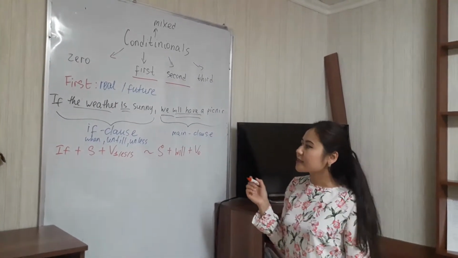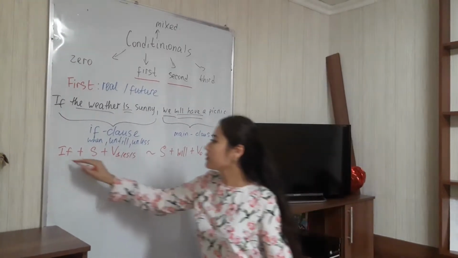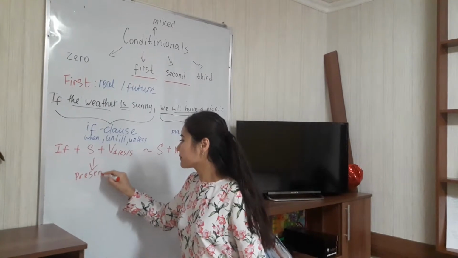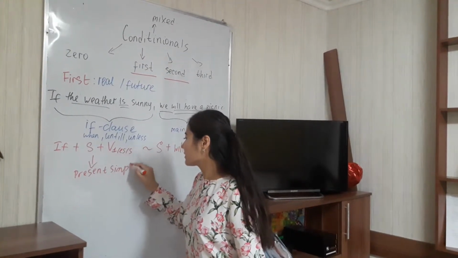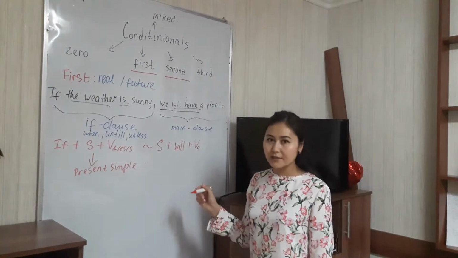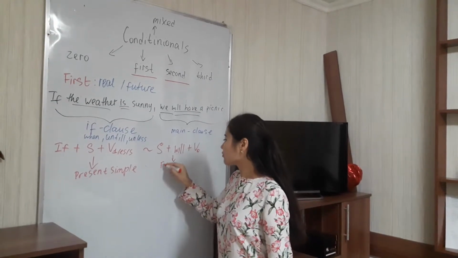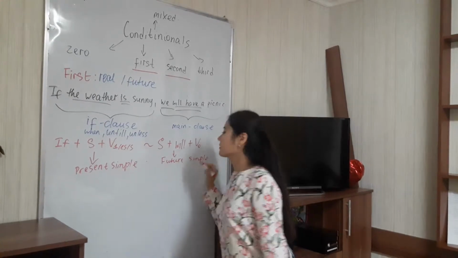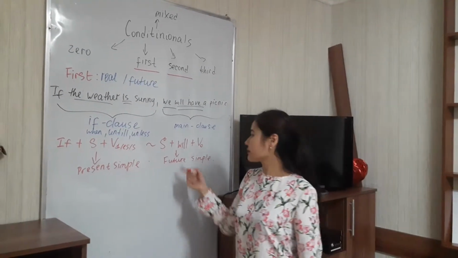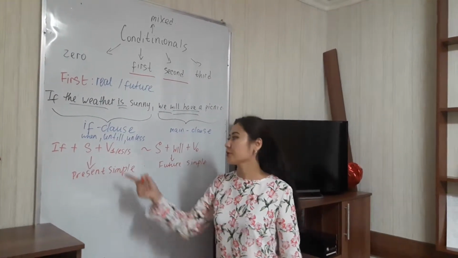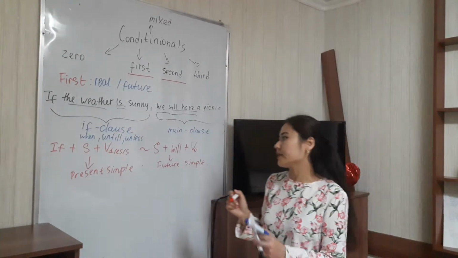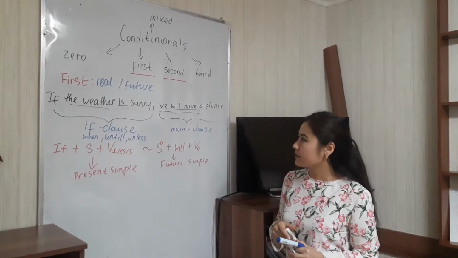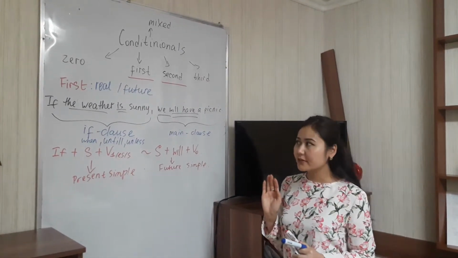So which tenses are these? Of course, this is present simple. The second tense is future simple. Future simple because we see will, present simple because we see verb 1 or verb with s or es, and so on and so forth.